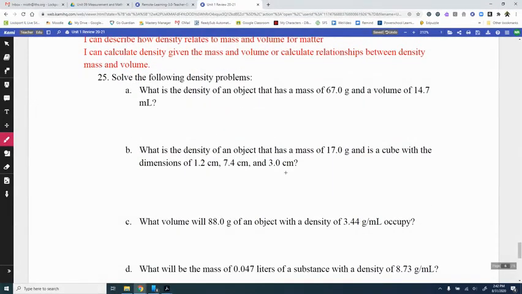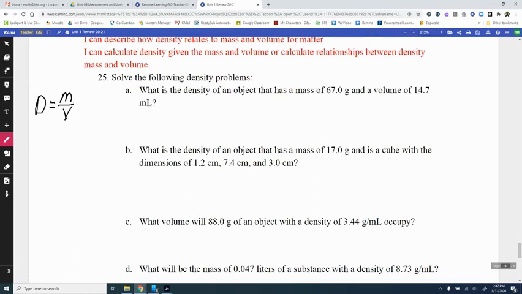All right, so last and not least is density. What is the density of an object that has a mass of 67 grams and a volume of 14.7 milliliters? When we're doing this, we have to remember the formula for density is D equals M over V.